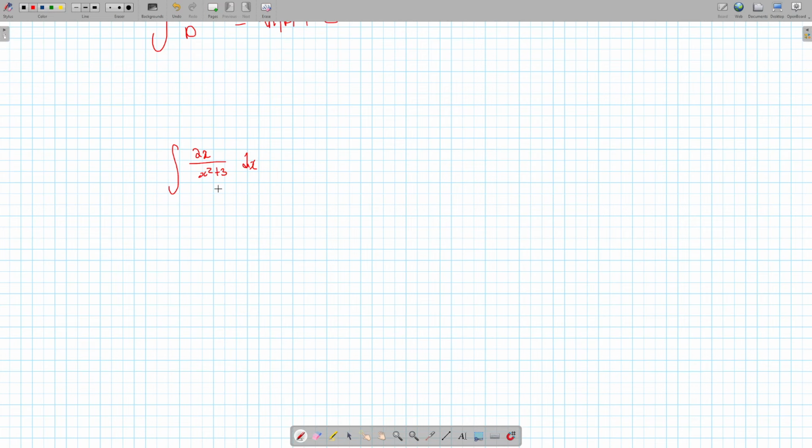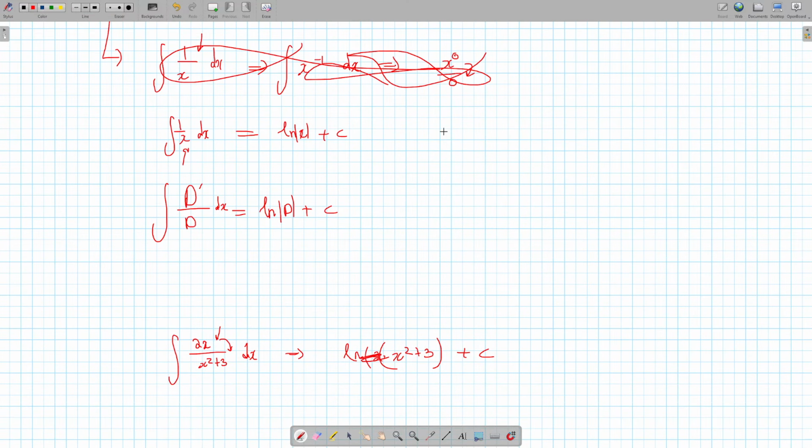So x squared plus 3. Is the numerator the derivative of the denominator? What's the derivative of x squared plus 3? Isn't it 2x? Yes. So that means the answer to this is ln of x squared plus 3, plus c, obviously. Okay? That's it. What else do you need to know?